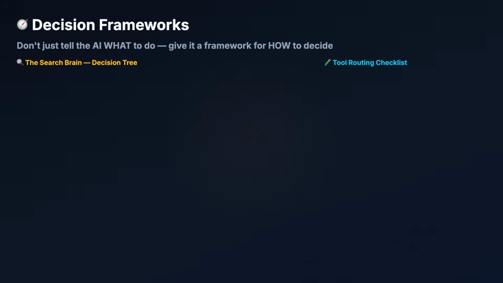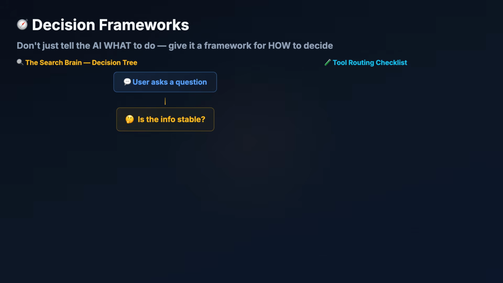Rules tell the AI what to do. Frameworks tell it how to decide. Let's look at how Claude's prompt handles a common ambiguous situation. Should the AI search the web or answer from its own knowledge? Instead of a vague instruction like search when appropriate, the prompt gives a clear decision tree.